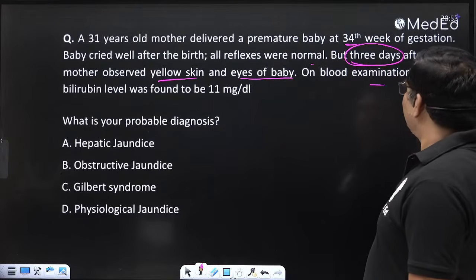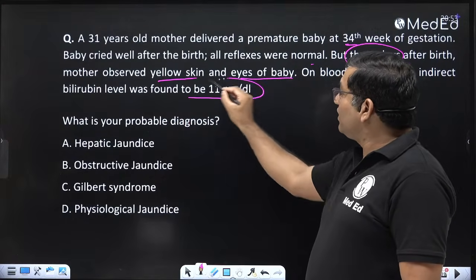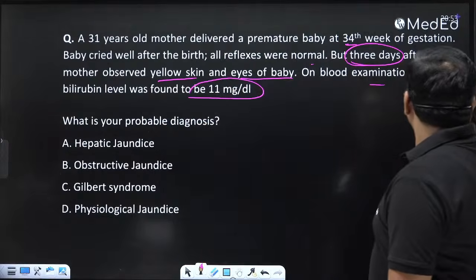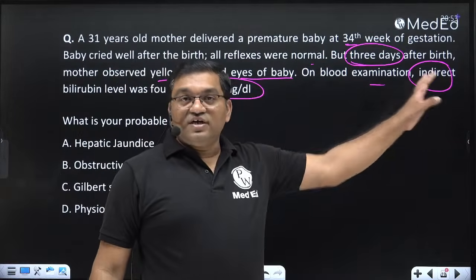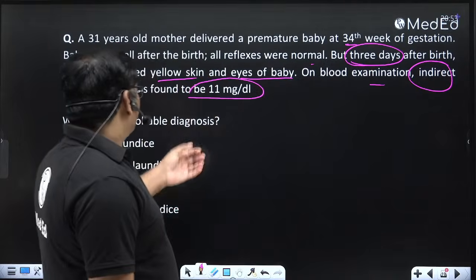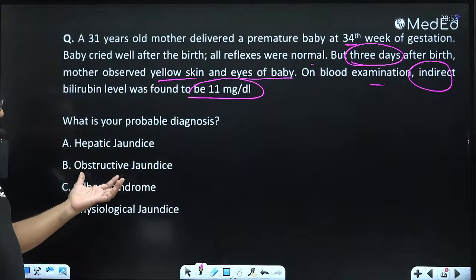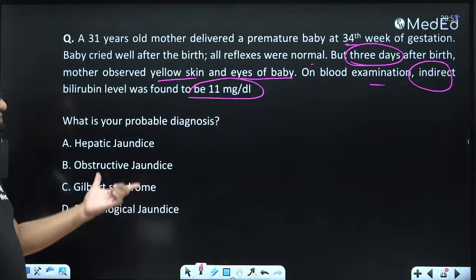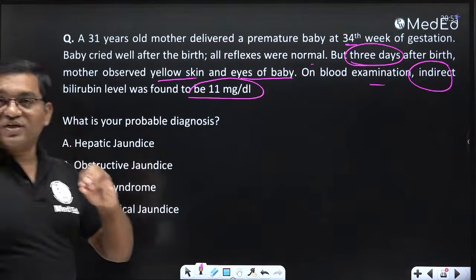On blood examination, indirect bilirubin level was found to be 11 milligram per deciliter. Indirect means unconjugated bilirubin levels 11 milligram per deciliter. What is your probable diagnosis? Hepatic obstructive jaundice, Gilbert syndrome, nothing like that. It is a simple case of physiological jaundice. It is quite common in the community.